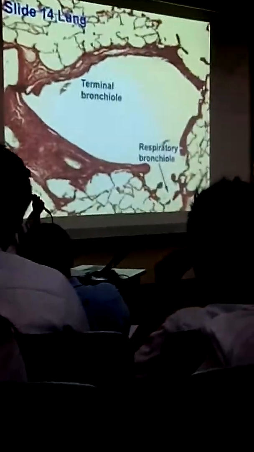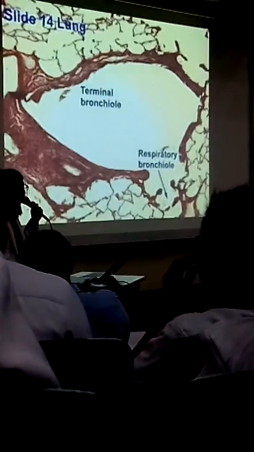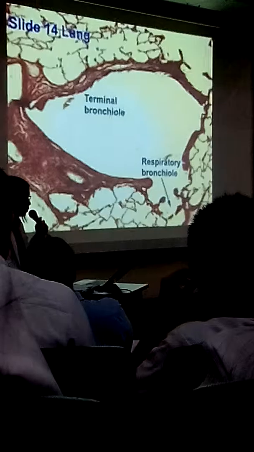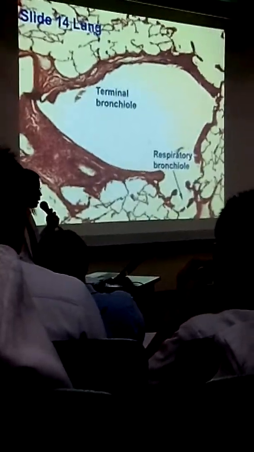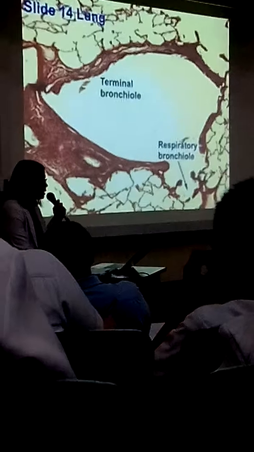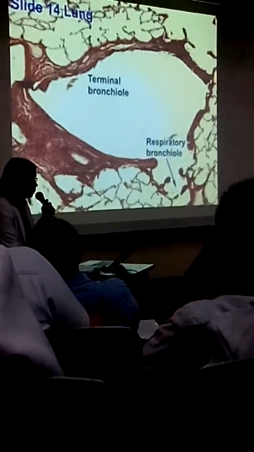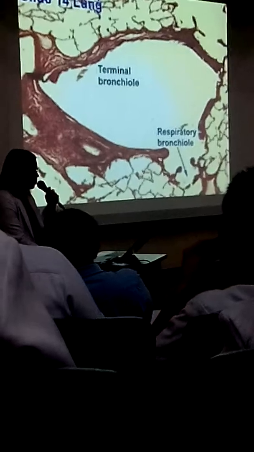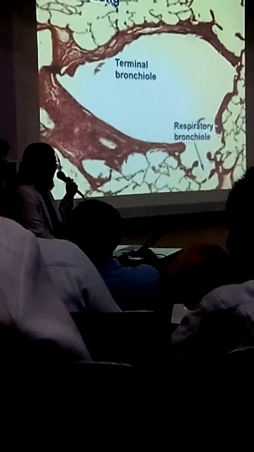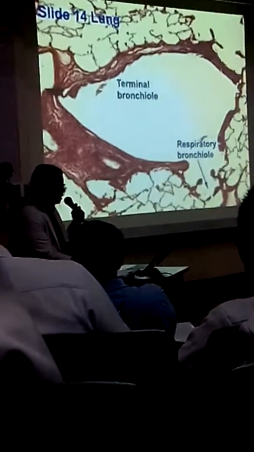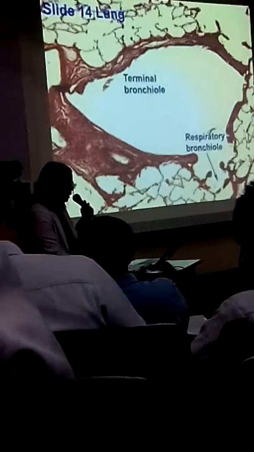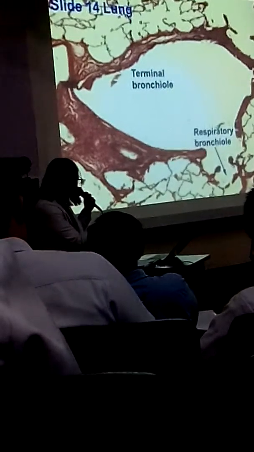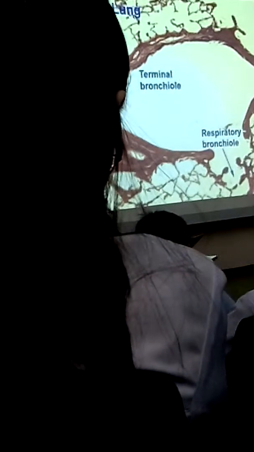Now, after it branches out, your terminal bronchiole will branch out into your respiratory bronchiole. So this is the first part of the bronchial tree that takes part in gas exchange. It is lined by what epithelium? Simple cuboidal. And distally, your Clara cells predominate. And there are thin-walled outpouchings that extend from the lumen of the respiratory bronchioles. What are these outpouchings? Alveoli.